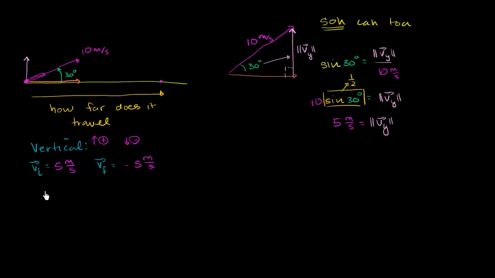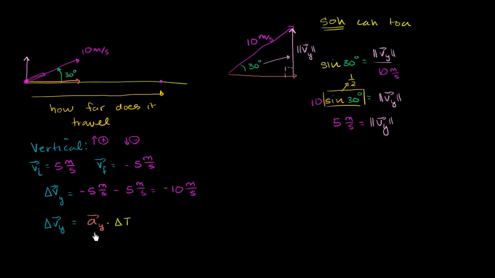So what's our change in velocity in the vertical direction? Change in velocity in the y direction is going to be our final velocity, -5 meters per second, minus our initial velocity, 5 meters per second, which is equal to -10 meters per second. So how do we use this information to figure out how long it's in the air? Well, we know that our change in vertical velocity is equal to our acceleration in the vertical direction times the change in time, the amount of time that passes by.